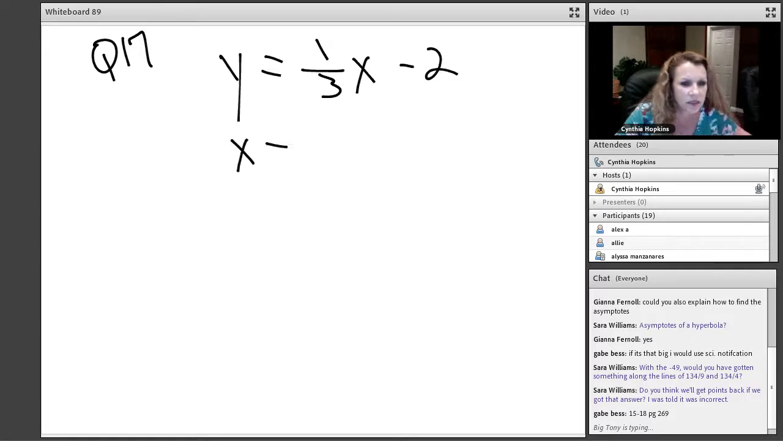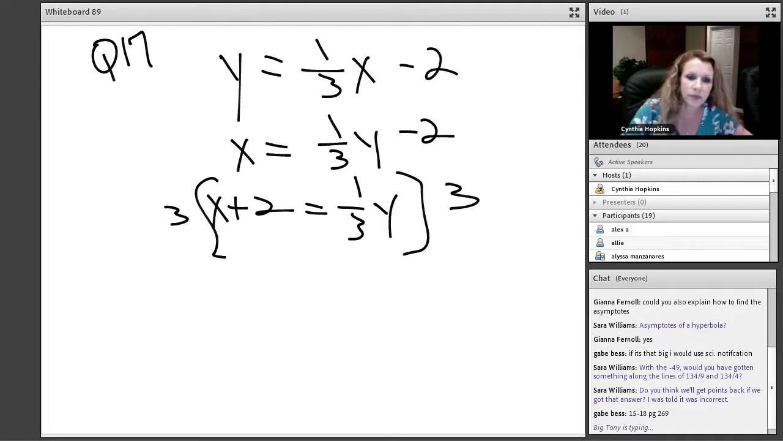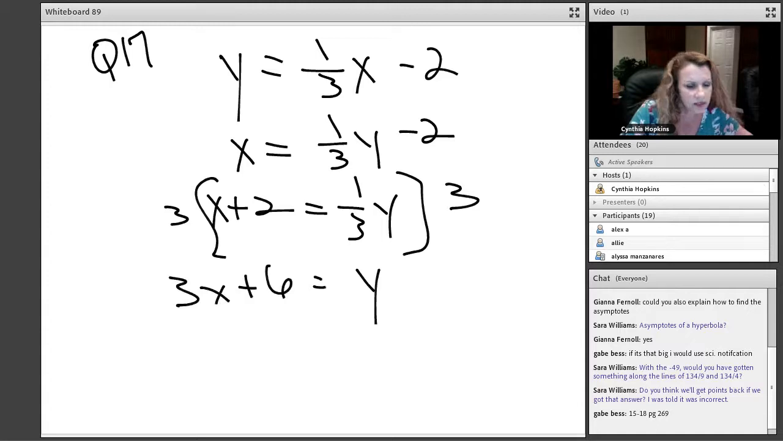The next step is to switch the x and the y. Okay, the next step is to solve for y. So I'm going to leave 1/3 y alone, add the 2, and finally multiply everything through by 3. And so I get y all alone. Over here I get 3x plus 6. And instead of the y, I'm going to write f inverse. That's what I just found.